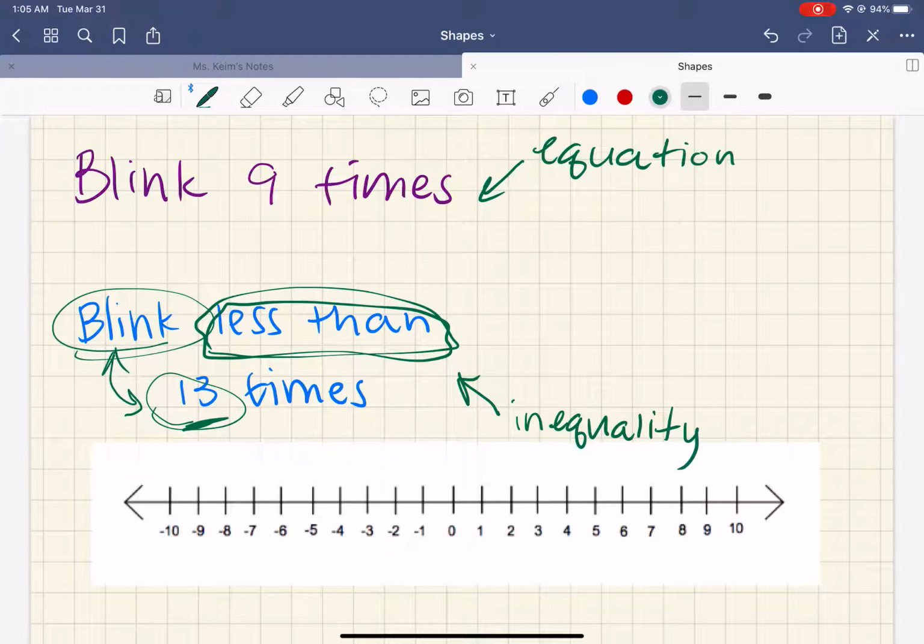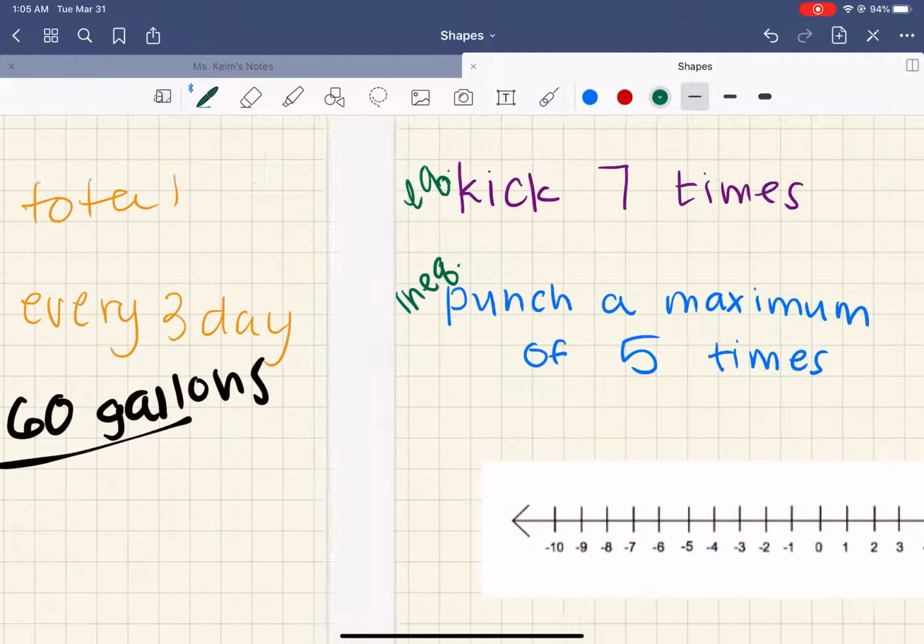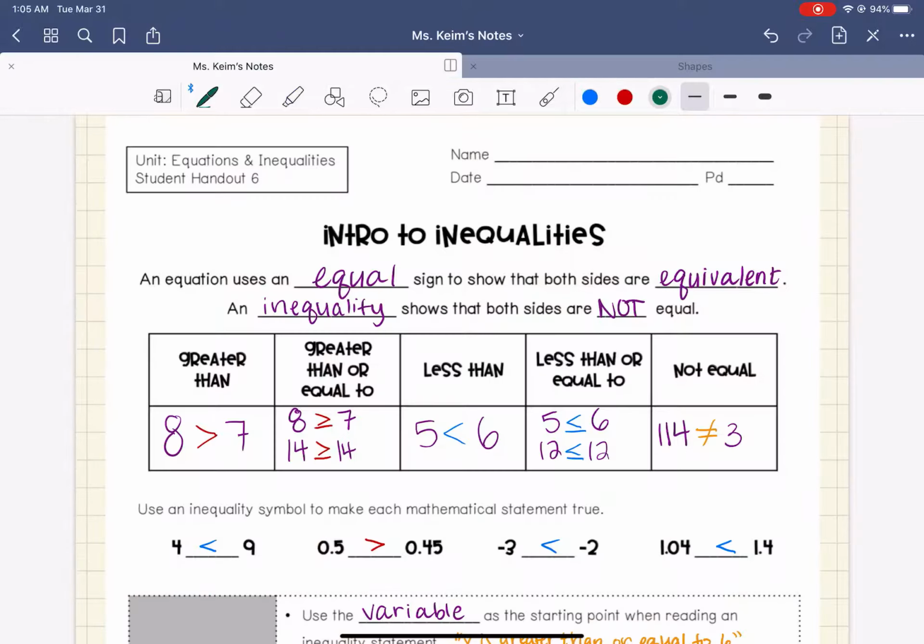Now, just like how we have a special symbol to represent equations, we also have special symbols to represent inequalities, which you have seen before. Okay, so if we are dealing with inequalities, we use these symbols. We have the greater than or equal to, less than or equal to, or not equal. These are all used in inequalities because all of these allow us to compare two things without saying they're equal.